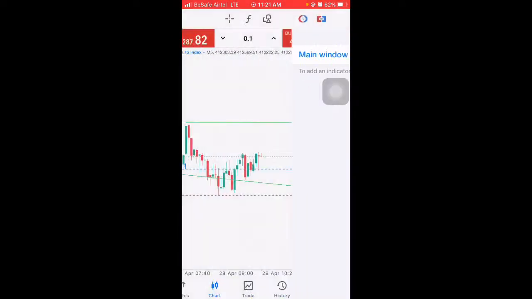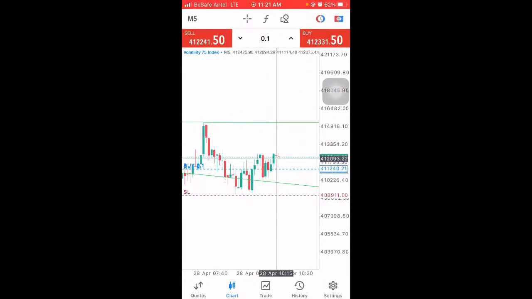This is a good signal. This candlestick, this spinning top, this bearish spinning top candlestick means a bullish market is about to happen.